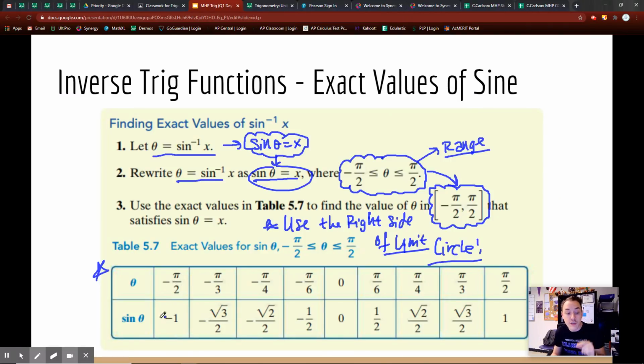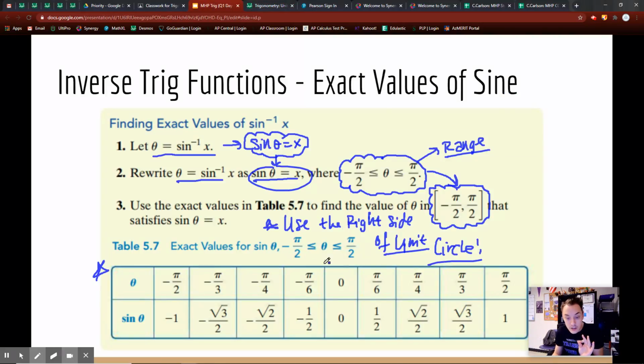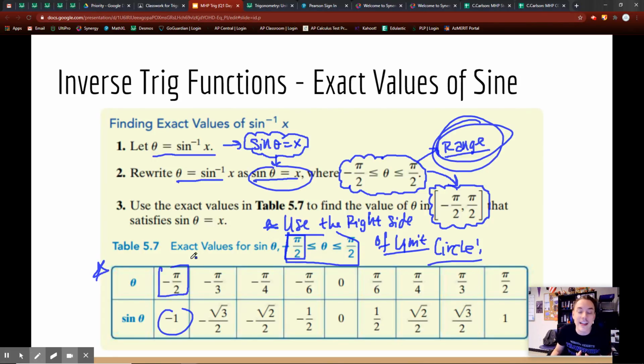So if it asks you to find the angle measure where sine of theta equals negative 1, you use only the right side of the unit circle and look at where negative 1 is for sine. Down here, that's my y coordinate. I can't say 3 pi over 2 because it's not within my range. So I need to use a value that's within that range. Hence, the table comes in very handy.